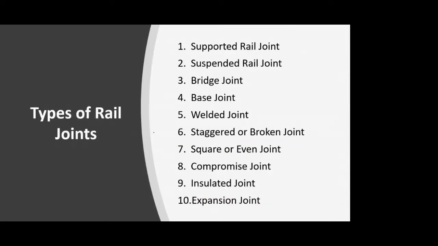Now coming to the types. These are the 10 different types of joints that we'll be discussing today. We'll look into the joints one by one. So first is the supported rail joint.